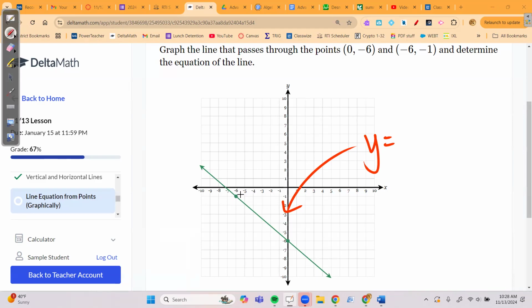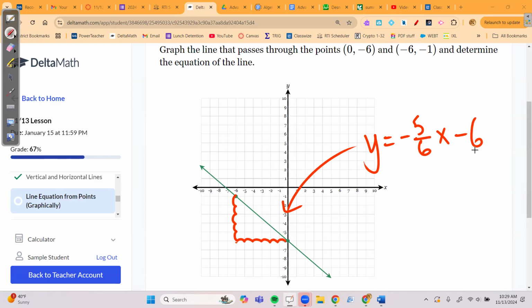I believe the slope is -5 over 6, counting 1, 2, 3, 4, 5 over 1, 2, 3, 4, 5, 6. So I'm going to put -5/6 of x. And where does this graph cross through the y-axis, the y-intercept? -6. Therefore, I will finish off my equation with a -6. A little bit of an extra challenge there, right?